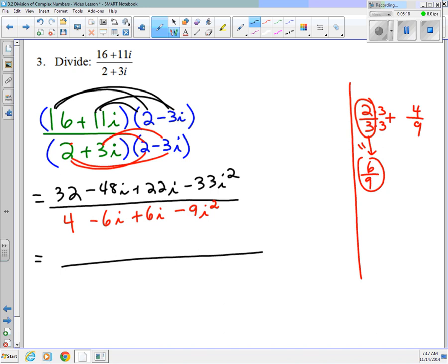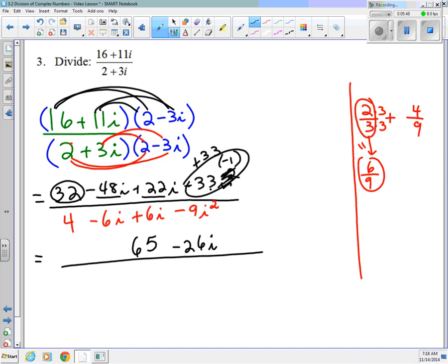On the top, I have negative 48i plus 22i, which turns out to be negative 26i. Then I have 32 minus 33i squared. But remember that i squared is really negative 1, so 33i squared is really 33 times negative 1. And so what ends up happening here is I really add 33. And so 32 plus 33 is 65.